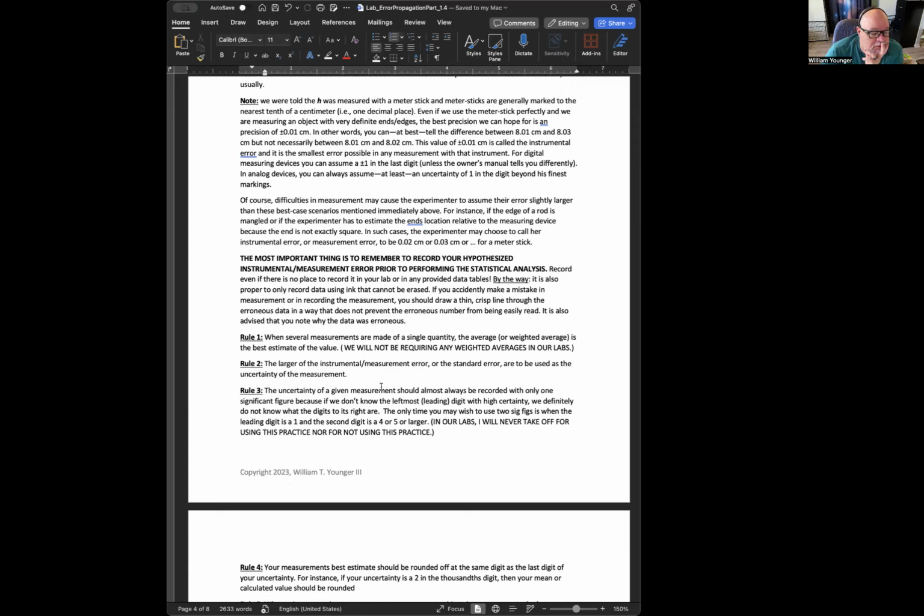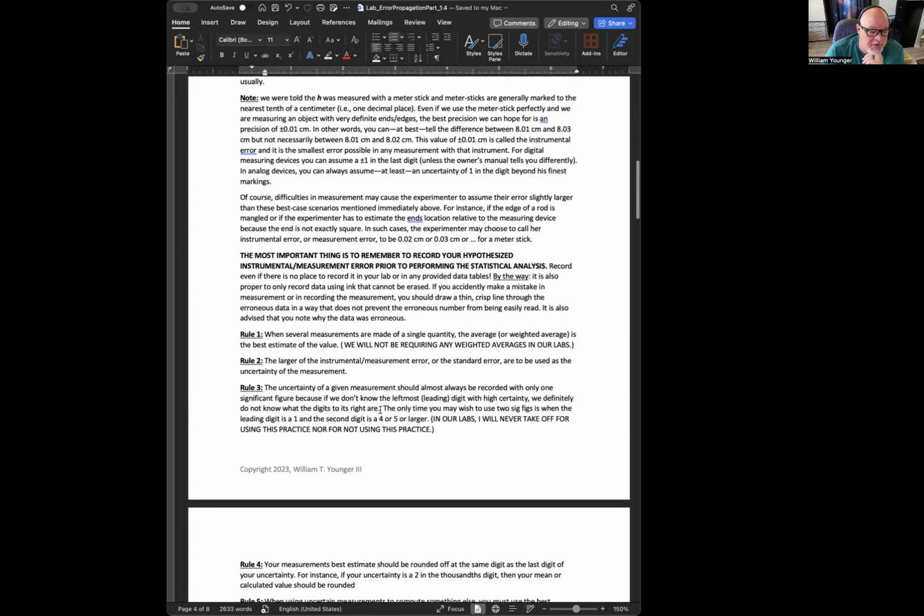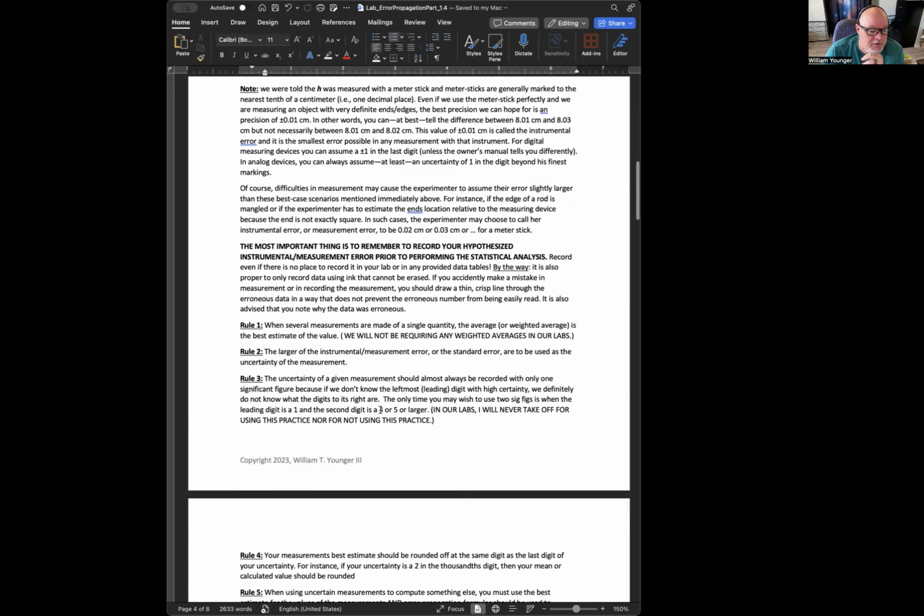It says the uncertainty of a given measurement should almost always be recorded with only one significant figure, because if we don't know the leftmost leading digit with high certainty, we definitely do not know what the digits to its right are. The only time you may wish to use two sig figs is when the leading digit is 1 and the second digit is a 4 or 5, or maybe larger. I tend to think once you start getting around to 7 or whatever, you should just round it up to 0.002 or whatever. But in our labs, I will never take off for using this practice nor for not using the practice.